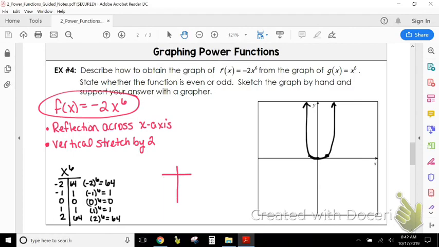I needed that table. So what's going to affect my x's? Is there anything inside the parentheses with the x? Negative 2, that's not inside a parenthesis, is it? No. So nothing's inside parentheses, so my x's are going to stay the same. So what's going to affect my y? It's negative 2 times x to the 6, right? So what are we going to do to our y values? Multiply by negative 2.